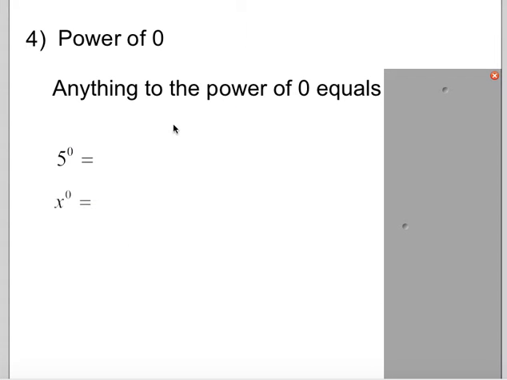All right, so another rule for exponents is called the power of 0. So if you remember, anything to the power of 0 equals, what would that be? 1. So since that's true, this says 5 to the 0. So my solution there is 1. What happens if you've got a variable to the 0 power? It's also 1.